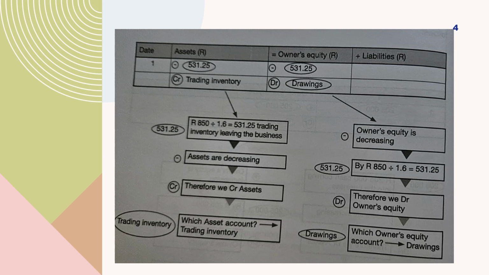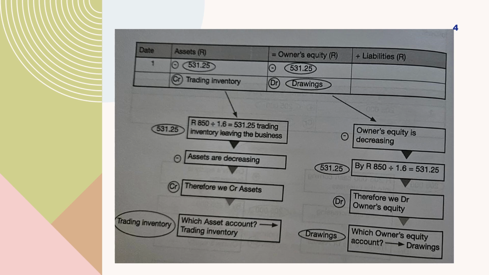When he takes money out, or even anything else, even if it's not money, even if it's trading inventory, like in this case, it'll be drawings, right? So our drawings are going to increase. When drawings increase, the worth of the business decreases. That's why you're seeing a minus 531.25 in the owner's equity column.